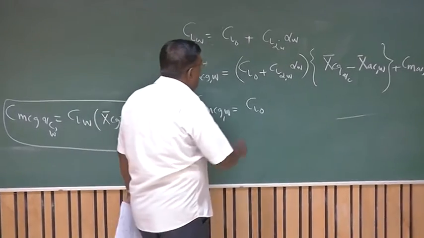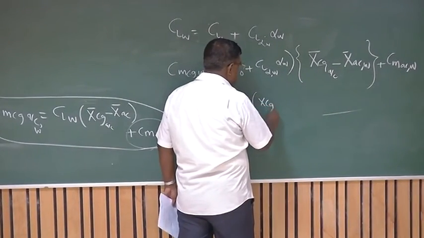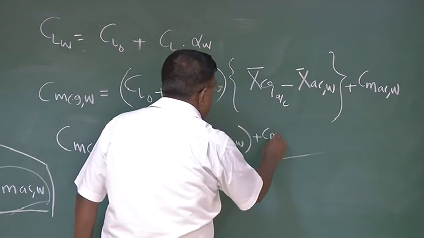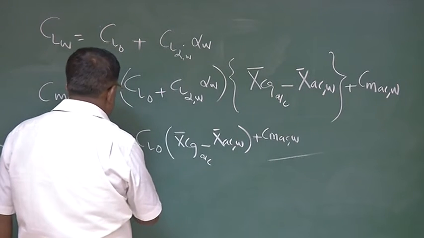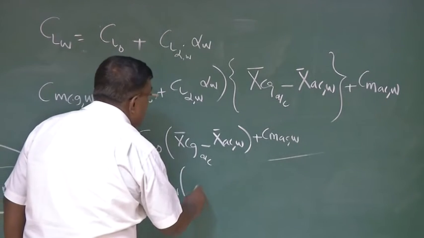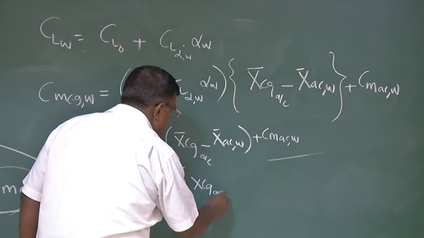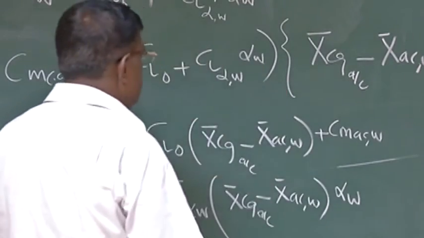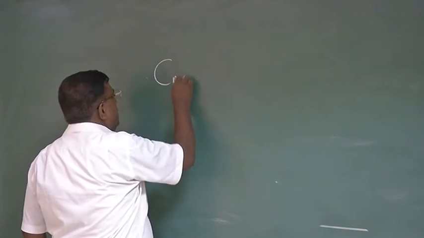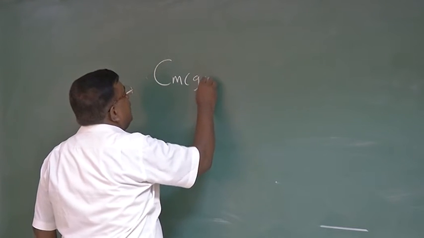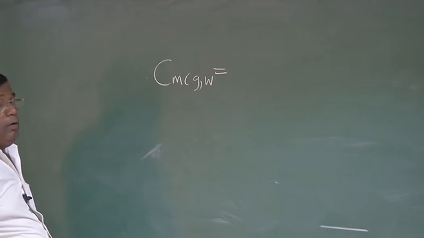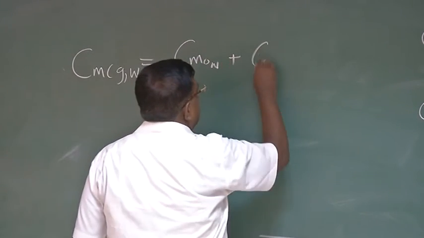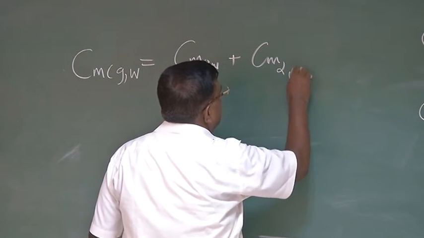So if I do this, what do I get? CL naught into XCG of the aircraft minus X AC of the wing, plus CM AC of the wing, I put as one term, plus CL alpha of the wing into X CG of the aircraft minus X AC of the wing into alpha W. Right? Look at this expression clearly. I can now write this as CM about CG of the aircraft because of wing as CM naught wing plus CM alpha wing into alpha wing.